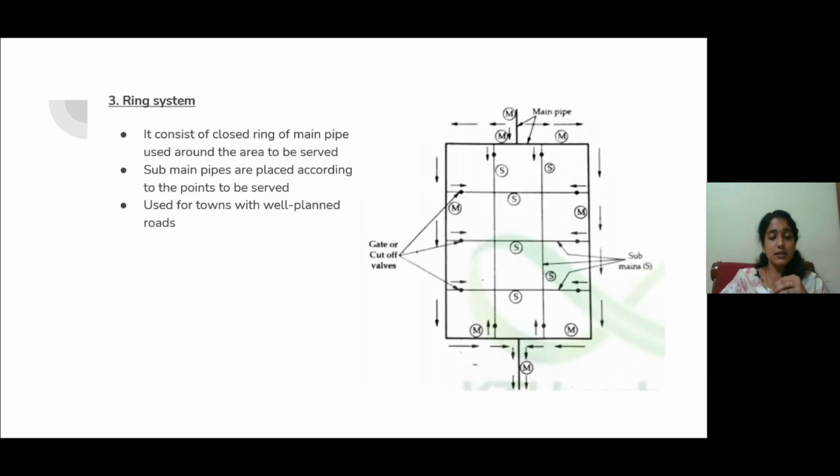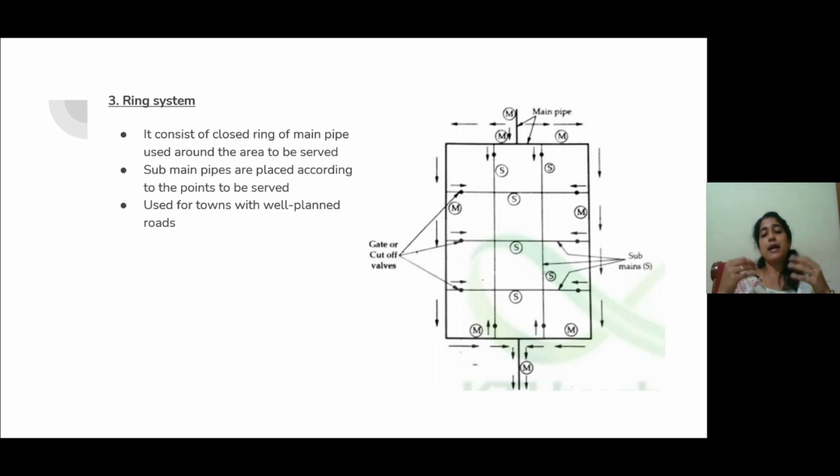Then the third system is the ring system. It consists of a closed ring of main pipe used around the area to be served. That is, from the figure itself, you can see that the main pipe is laid at the boundary of the locality. That is, M denotes the main pipe that is laid in the circumference of the rectangle, and the submains are provided inside this boundary.